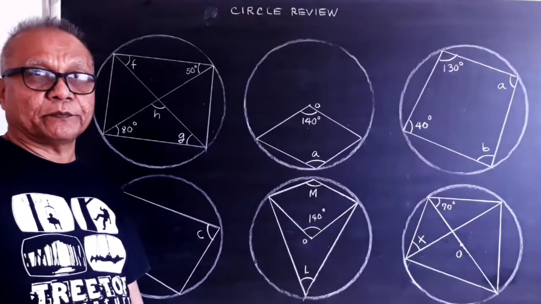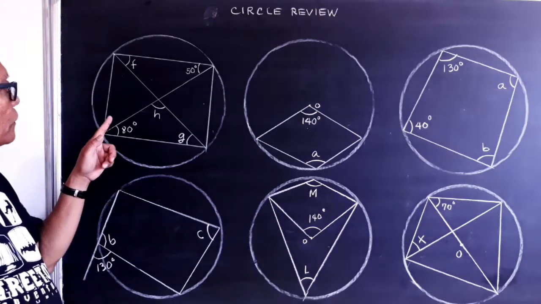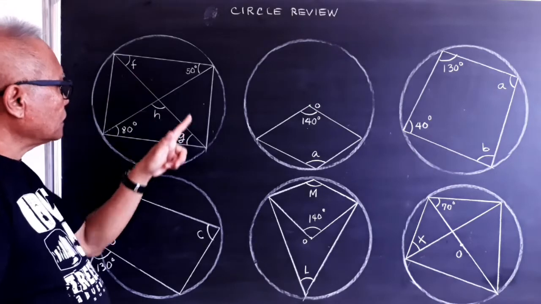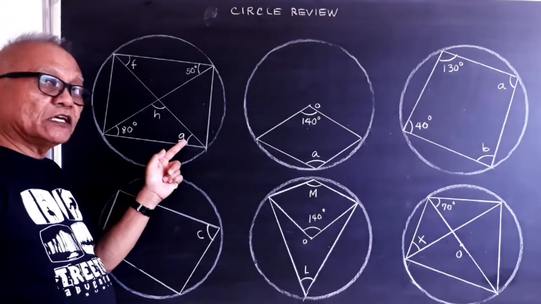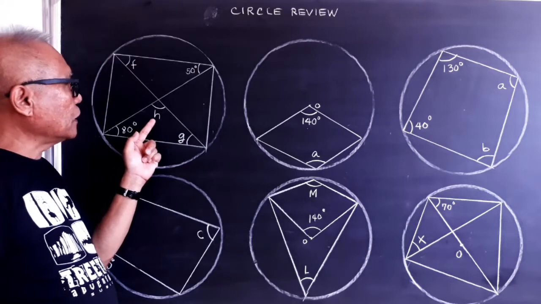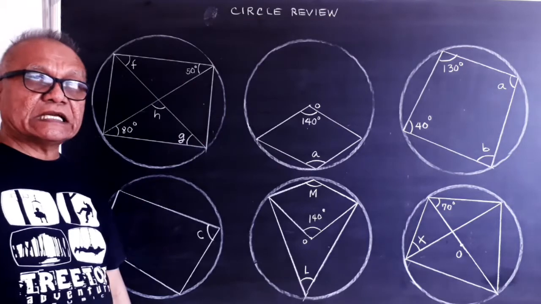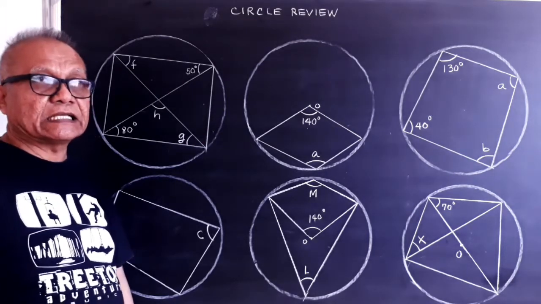Good morning, class. So we are going to have our review now. Okay, we have this one. We have angle F, we have 50 degrees, we have 80 degrees, we have angle G and angle H. So here we have a cyclic quadrilateral, but we are not going to use our cyclic quadrilateral.